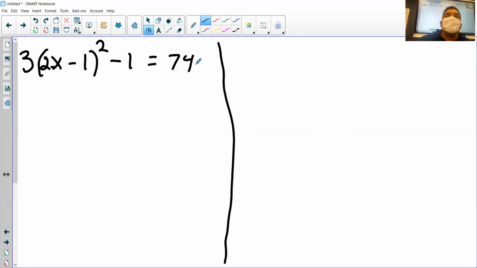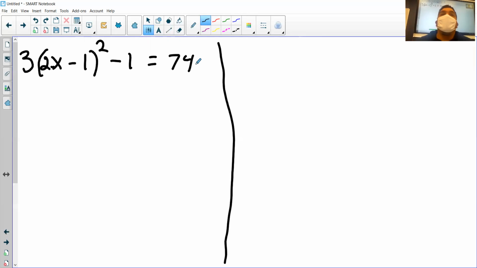Do you distribute first or do the other thing? That was her first day back in school. Do you distribute first? You can't distribute because the x squared is there, so you got to get x squared by itself, or the parentheses by itself. Multiply to the other side. Divide to the other side, right?